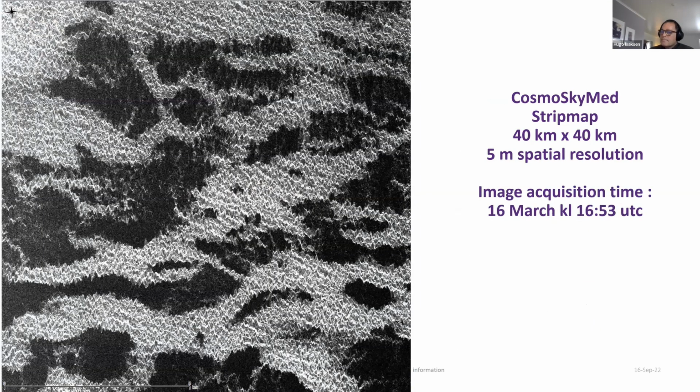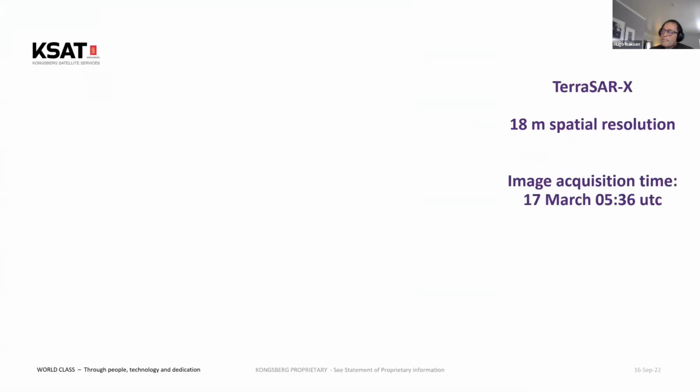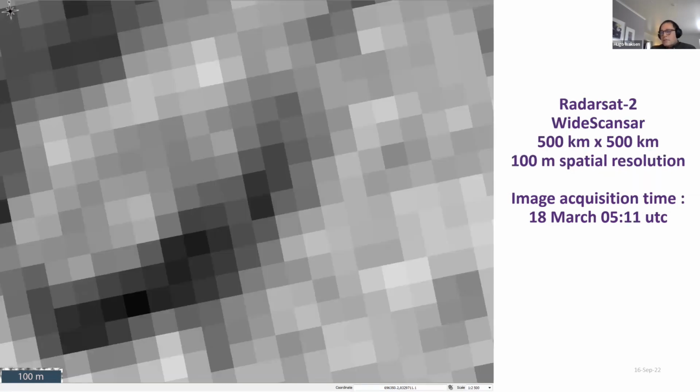If we zoom in, we see more information. We can go even further here, and we find ice objects at 5 meter resolution in this product. In the 18 meter product, you don't see the 5 meter objects anymore. You can see objects around the 18 meters as the resolution of the image. And in the RadarSat 100 meter resolution, you don't have any information anymore about these objects.